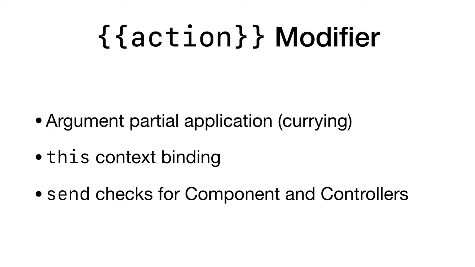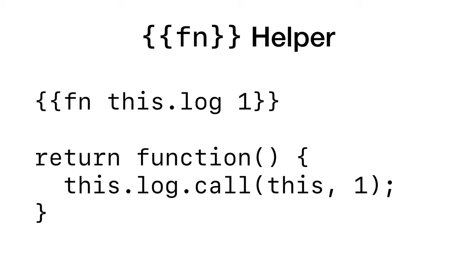For a while, we've had an action modifier, which has some challenges. It does partially apply arguments, which is sometimes referred to as currying. It binds the this context. And when it ends up calling send on the action, it does check for both component and controllers. The FN helper specializes in this partial application of arguments.